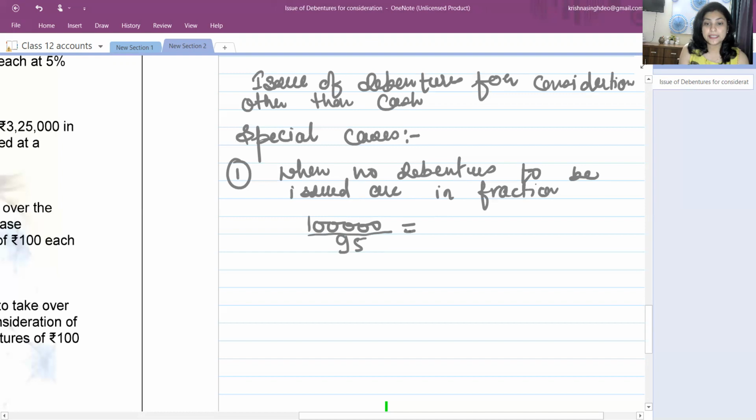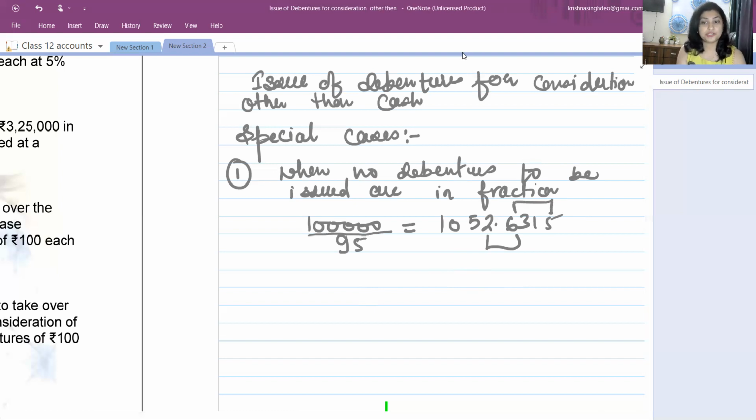Now in this case, what will happen? Your answer will come in fraction. 1 lakh divided by 95, my answer is coming 1052.6315 something. So it is very clear from here that debentures cannot be in fraction. How can I issue 1052 and some fraction of a debenture? It is completely not possible to issue debentures in fraction.